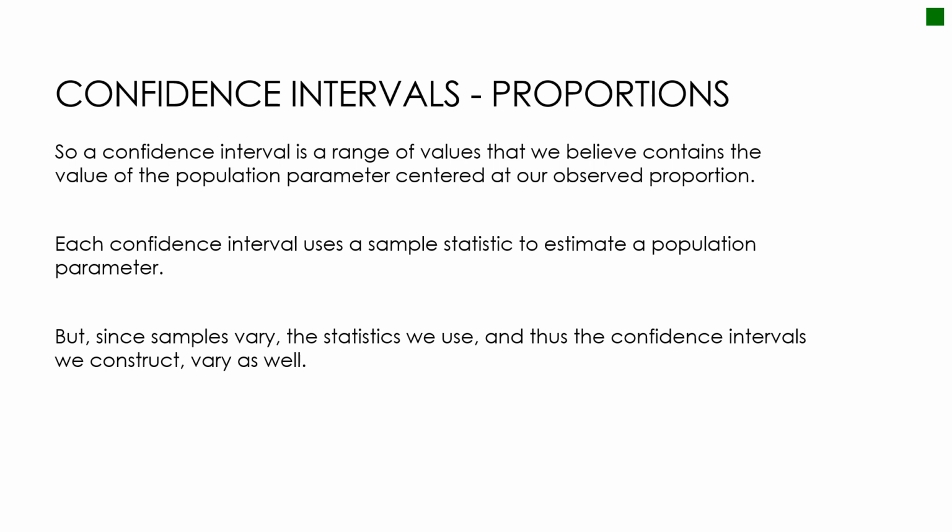So essentially, a confidence interval is just a range of values that we believe contains the true population parameter. When I say population parameter, again, I'm just talking about p. And it's centered at our observed proportion, which means that's where I'm talking about p hat. So each confidence interval uses a sample statistic. So if I created a confidence interval, it would be based on my sample. And if you created a confidence interval, it would be based on your sample.